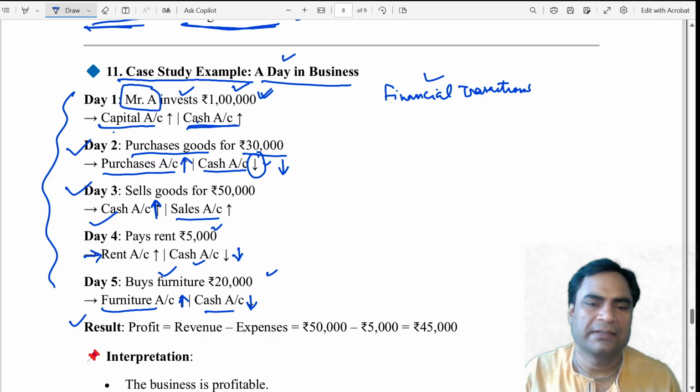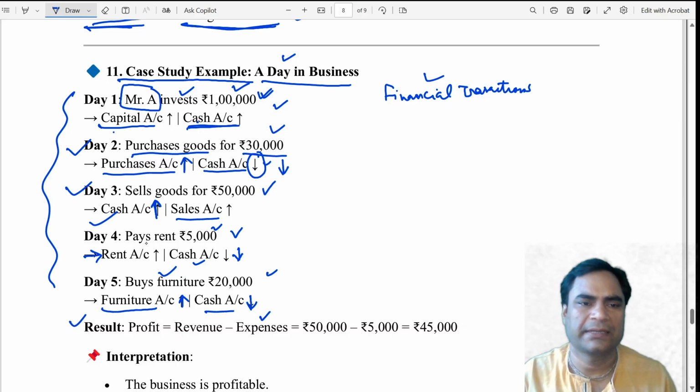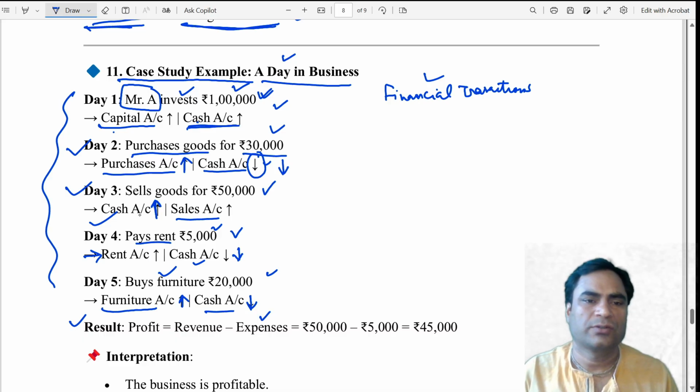See, revenue, if it is deducted by expenses, whatever is remained is called profit. So let's understand. We have the capital of rupees 1 lakh. We have purchased goods of rupees 30,000, right? And we sold goods worth 50,000. We have spent some money. Money spent on expenses is known as an expenditure. So we have paid rent, this is an expense, and we have bought furniture 20,000. So revenue minus expenditure means profit.